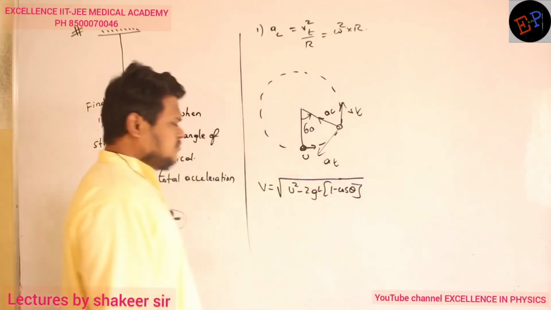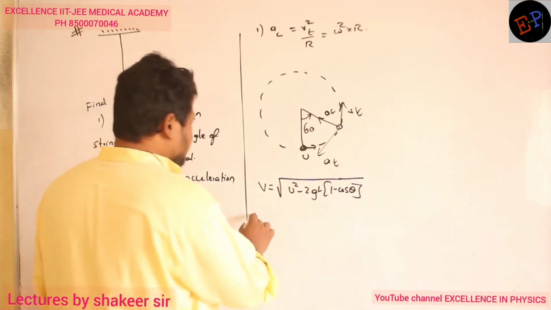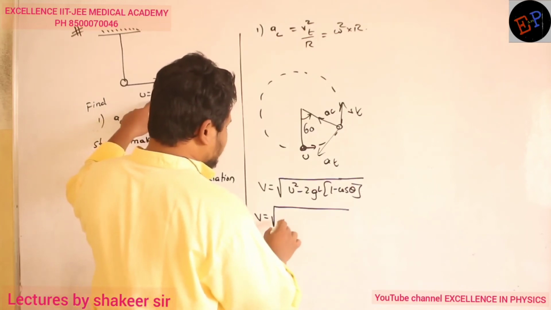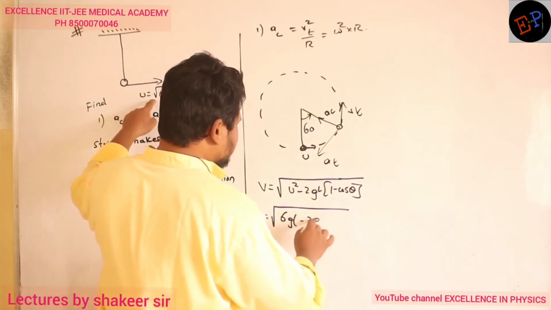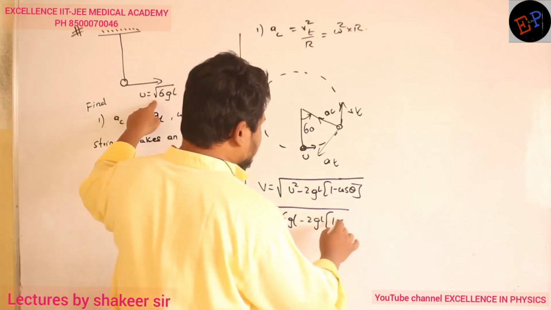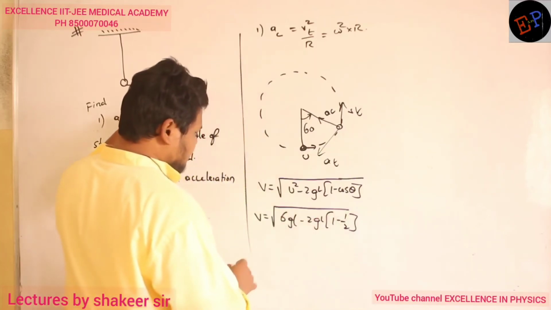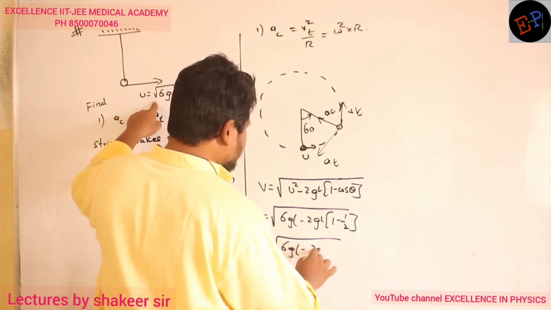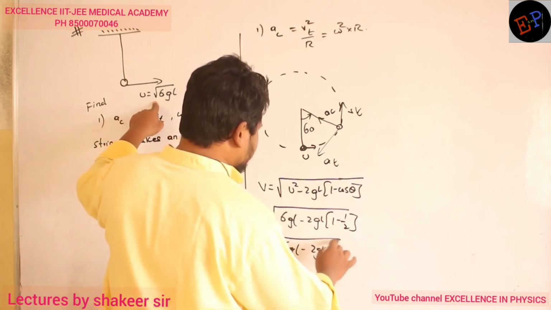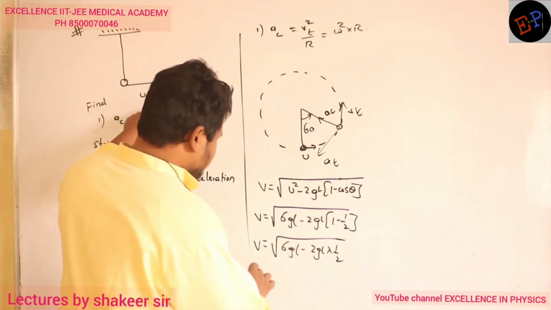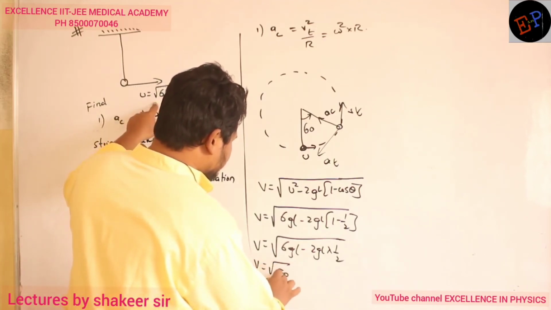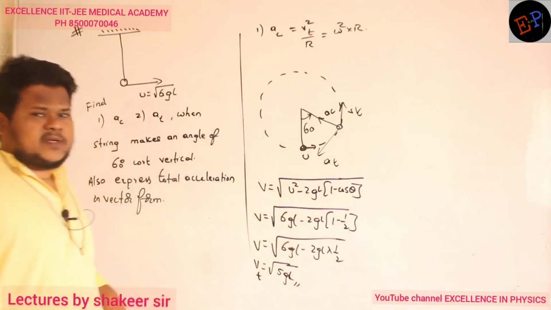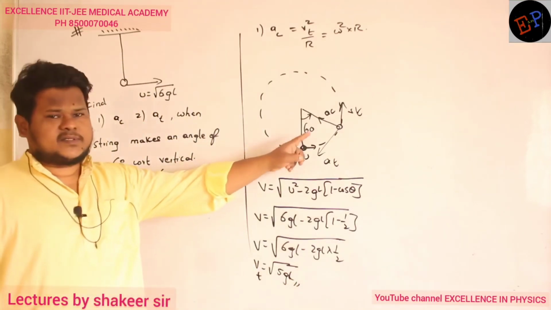So V equals square root of, the initial velocity root 6GL whole square, so 6GL minus 2GL into 1 minus cos 60. Cos 60 value is 1 by 2, and 1 minus 1 by 2 is 1 by 2. So V equals square root of 6GL minus 2GL multiplied by 1 by 2. The 2 gets cancelled, so V equals root 5GL. This is the final tangential speed after covering an angle of 60 degrees.